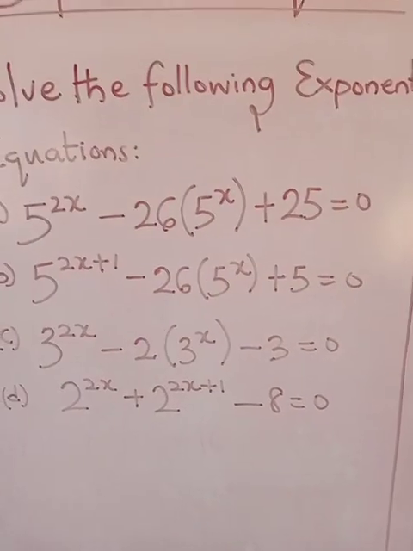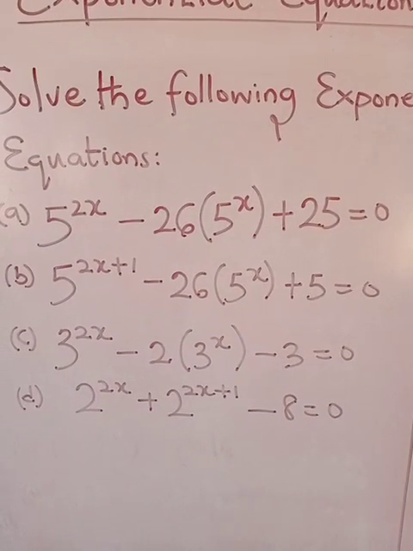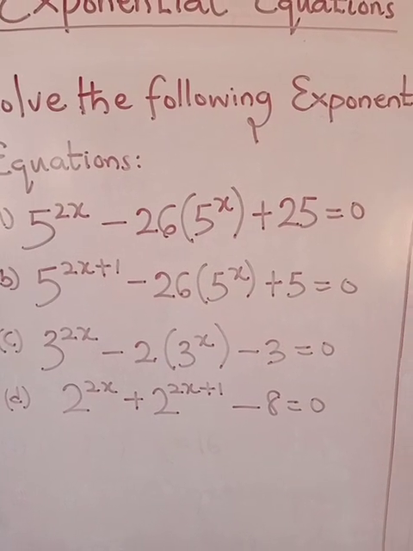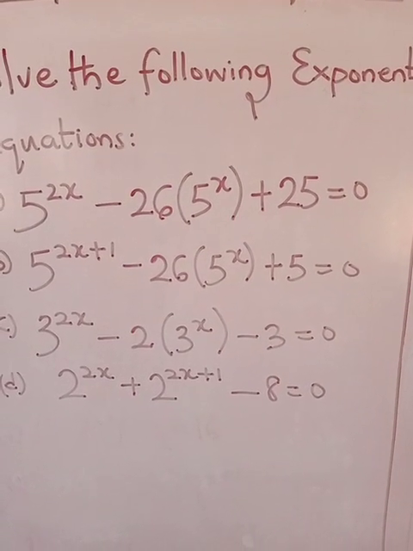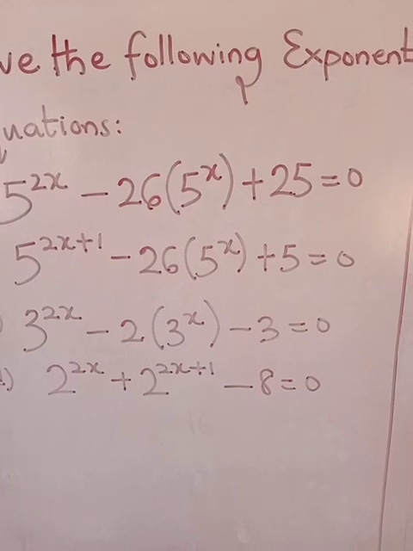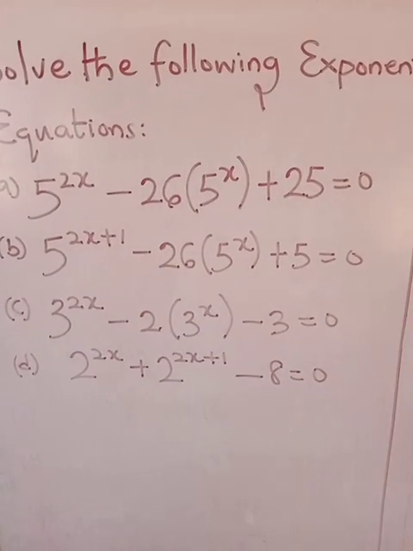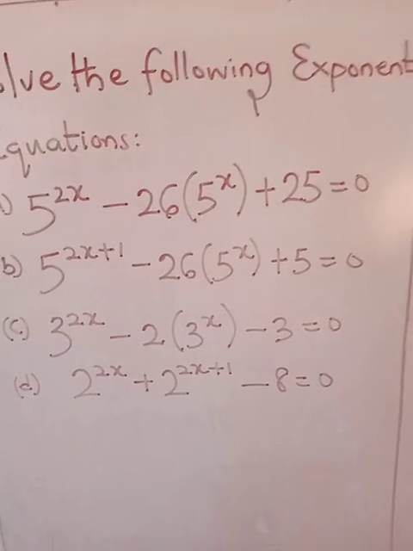You have 3 raised to power 2x minus 2 bracket 3 raised to power x minus 3 equals 0, and 2 raised to power 2x plus 2 raised to power 2x plus 1 minus 8 equals 0. You will attempt them and leave your answer at the comment section.